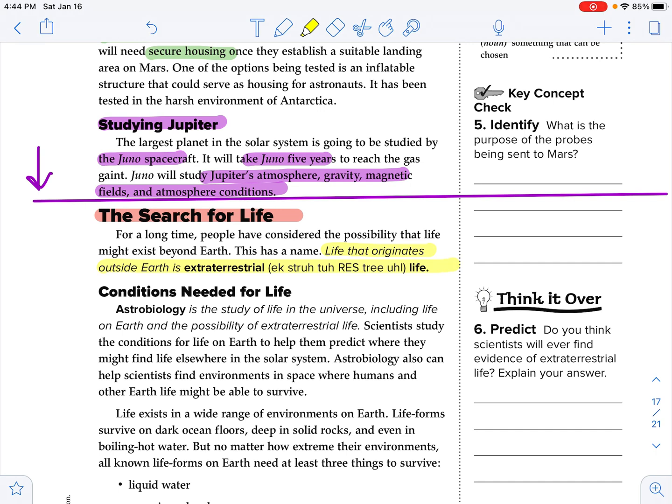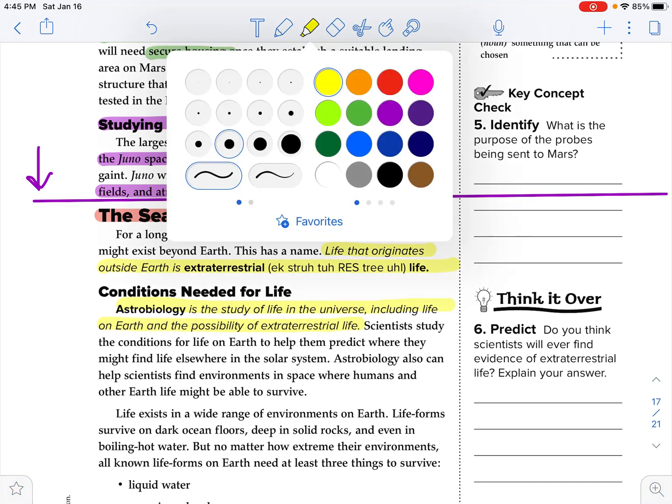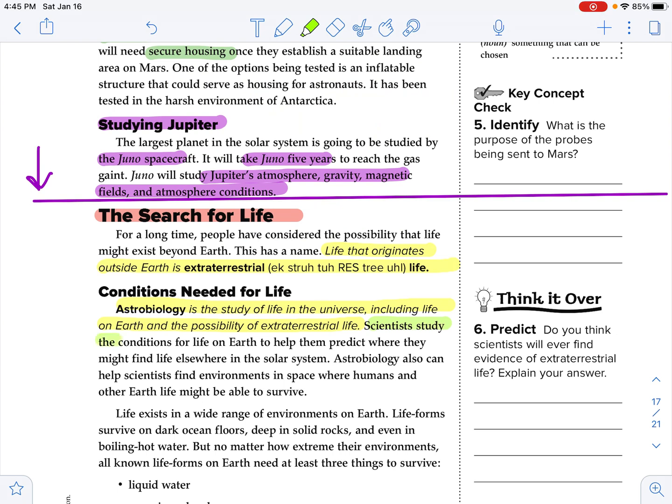Conditions needed for life. Astrobiology is the study of life in the universe, including life on Earth and the possibility of extraterrestrial life. Scientists study the conditions for life on Earth to help them predict where they might find life elsewhere in the solar system. Let's go ahead and highlight that. Astrobiology also can help scientists find environments in space where humans and other Earth life might be able to survive.